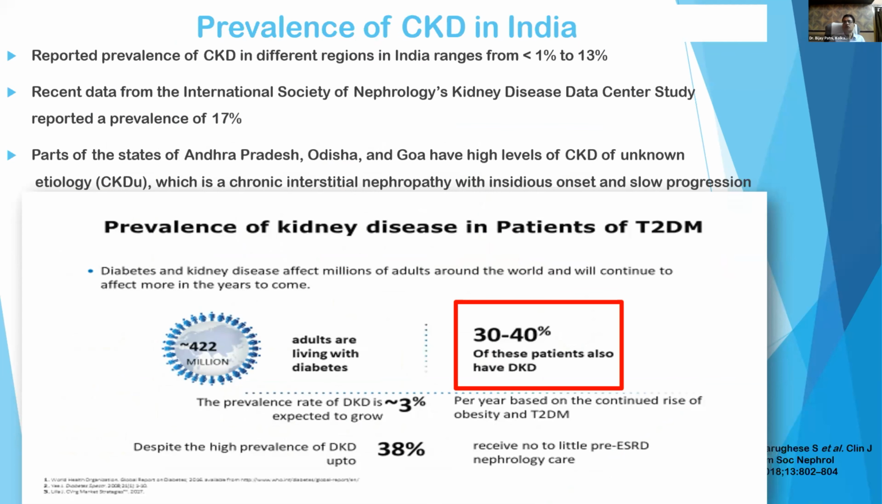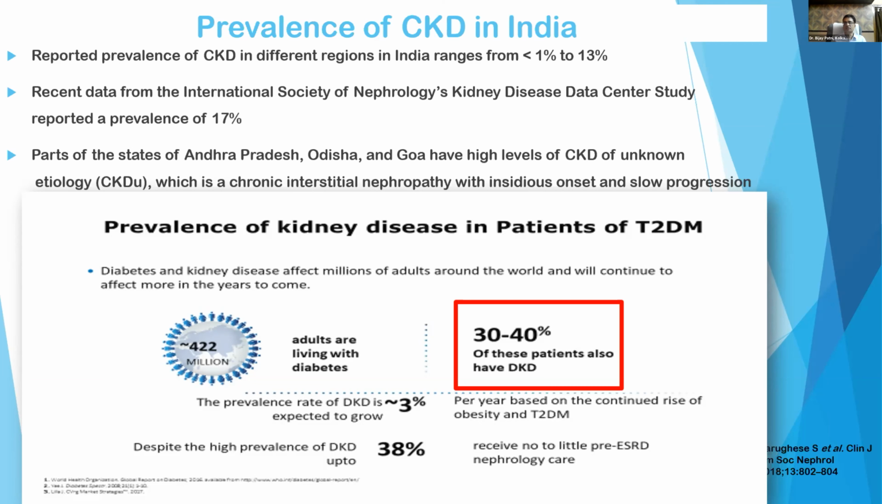But we are concerned about one population, that is type 2 diabetes, and we are already in such a pandemic. I'm not talking about the COVID pandemic, probably we are in a diabetic pandemic. And we have a huge global population of 422 million diabetics. And out of that, 30 to 40% are expected to have diabetic kidney disease. As has broadly been described by my previous speaker, what is diabetic kidney disease. And what is more important is the prevalence rate of DKD is about 3%, expected to grow annually. And that is of great concern.